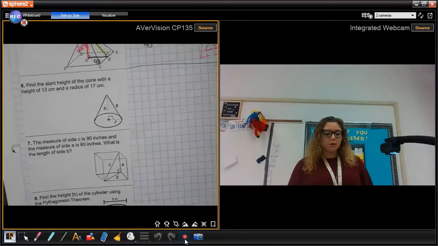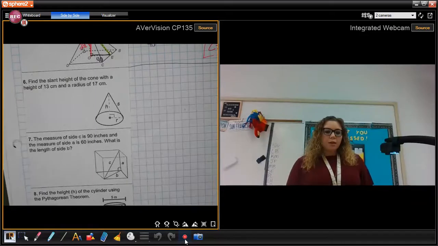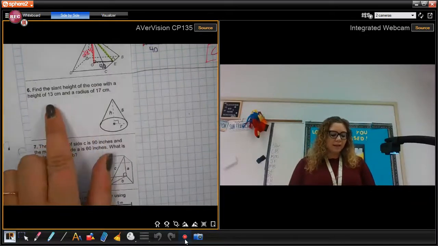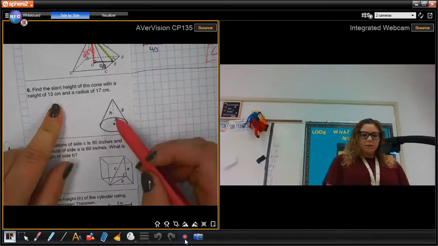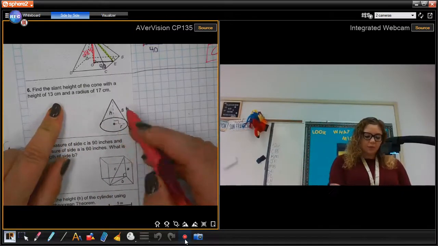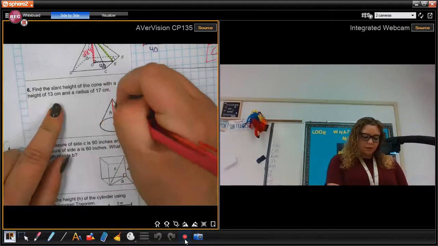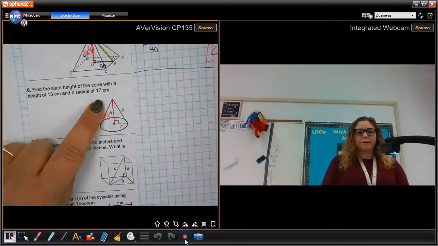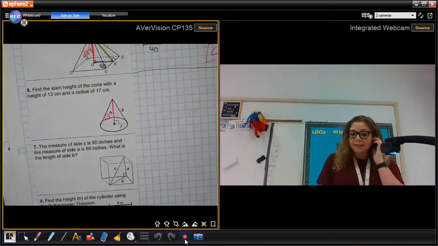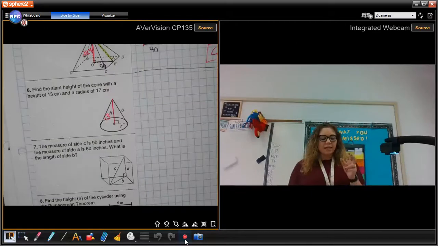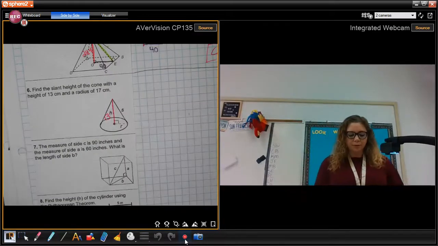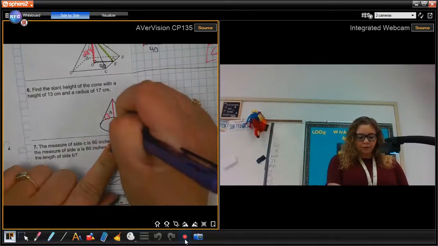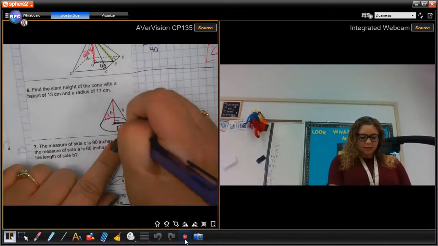So let's go and look at this one. They want us to find the slant height of the cone with a height of 13 centimeters. So your height is how high it's going to be, and they tell us that is 13. And then the radius of 17 centimeters. You remember your radius is half of your diameter. So it's going to be this part of the circle right here, and they labeled it nicely for you too. And it said that is 17.